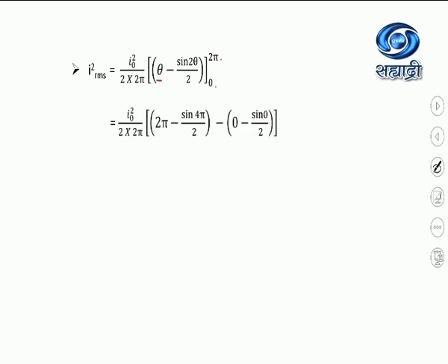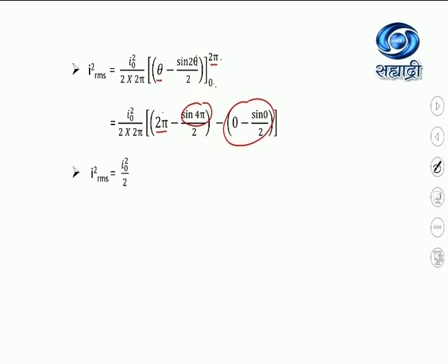So we get I0 square upon 2 into 2 pi. Now we are replacing theta initially by 2 pi. So 2 pi minus sine of 2 theta, 2 theta we are replacing by 2 pi, so we get sine 4 pi upon 2, minus. Now we are going to replace theta by the lower limit, that is 0. So in the next bracket, 0 minus sine of 0 upon 2. So with this we get I square RMS equals I0 square upon 2 into 2 pi, because sine 4 pi is 0. The next term in the bracket is also 0.